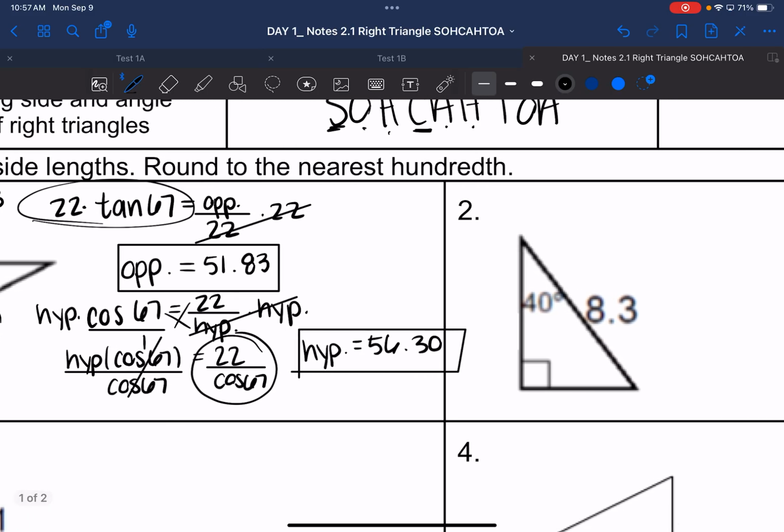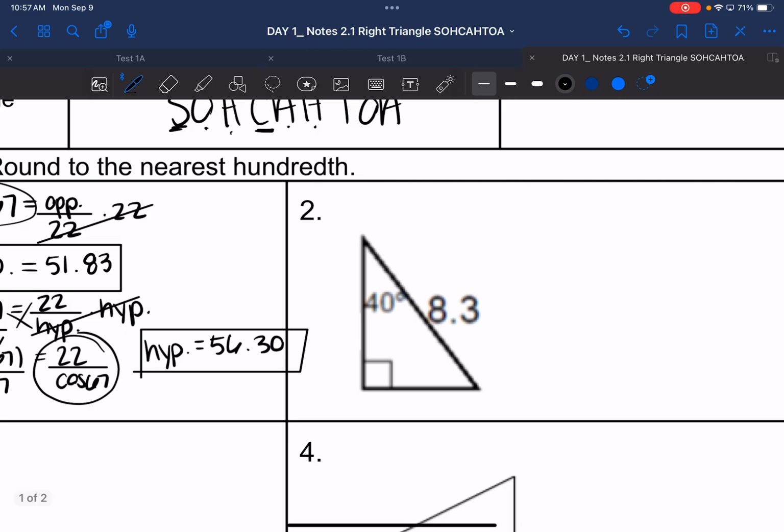Let's look at number 2. So on number 2, here's the angle that was given to us, this 40-degree angle here. The side that was given, the 8.3, is that opposite, adjacent, or hypotenuse? Hypotenuse. Why is it the hypotenuse? Right, because it's across from the 90-degree angle. Okay, so that would mean that this side must be the adjacent side because it's right beside the 40, right? And this side must be the opposite because it's across from the 40.